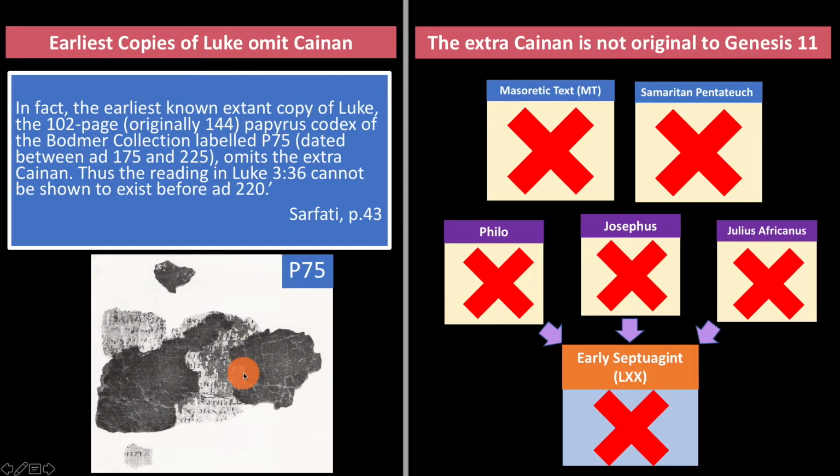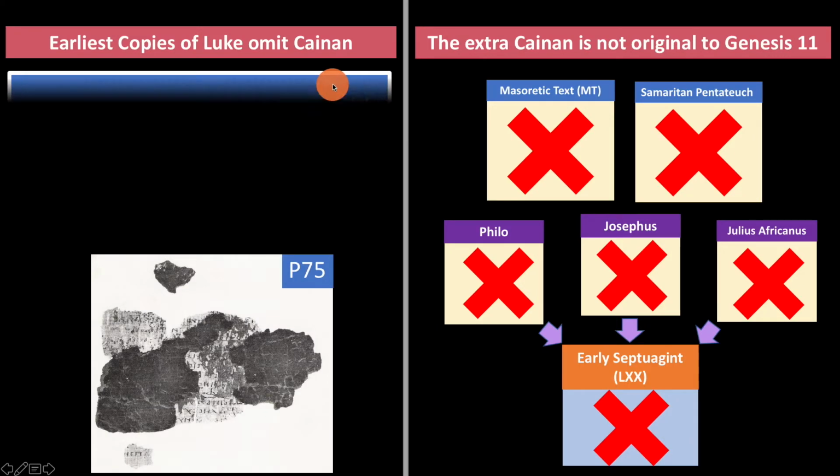He says that P75 omits the extra Kainan. Well, it looks like P75 omits a lot, simply because it has been broken down so much. So this makes me suspicious of whether or not Safarti is correct in using P75 as evidence. So I wanted to find if there was anyone else more credible than Safarti who uses P75 for arguing that the earliest copies of Luke omit Kainan. And in fact, there is.